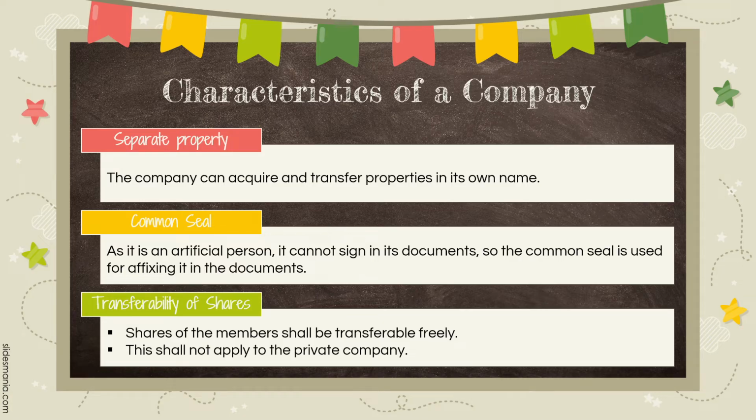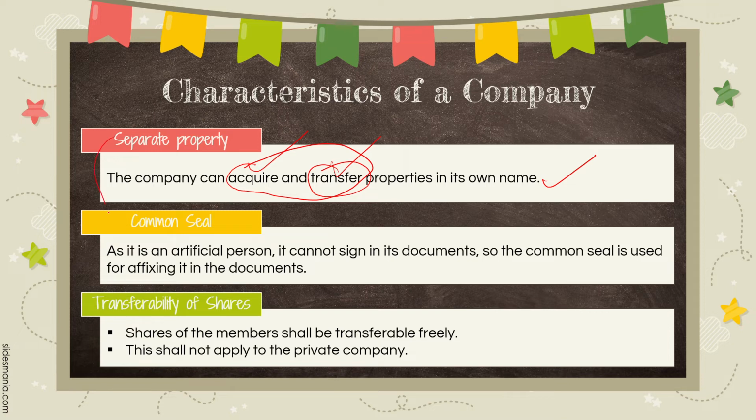The fourth one is separate property. That is, a company can acquire or transfer. Acquiring is purchasing for the first time. Transfer is, it has purchased, and now it is transferring to the other party. Right? So the company can acquire, either it can purchase or it can transfer its existing property in its own name, which means I cannot sign, being a shareholder, I cannot sign for my company. Rather, the company itself can sign for its transfer, right? So it can transfer in its own name. That is the meaning of separate property.